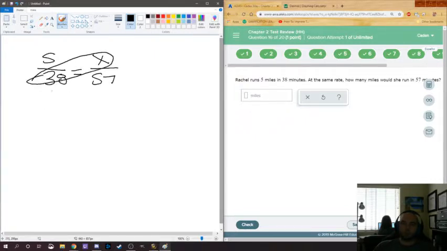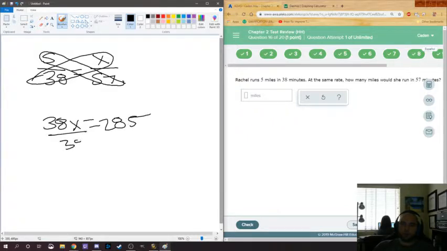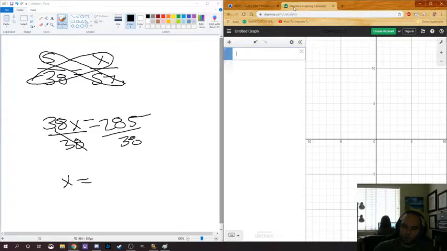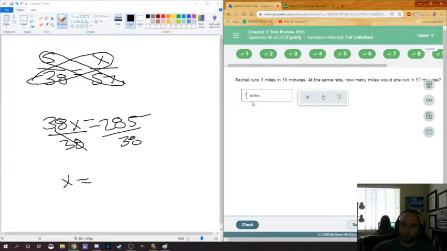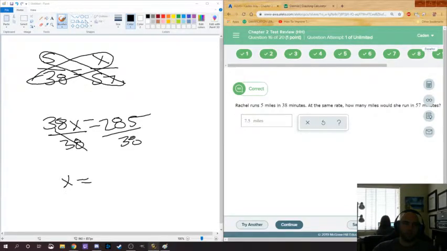And then it's just cross multiplying. Fun again, 38x. 5 times 57 is 285. Divide by 38. And you get x equals, I got to do 285 divided by 38. 7.5. Oh, a nice number. They're probably going to give you a decimal that has, at worst, maybe a digit or something like that. Nothing too crazy.